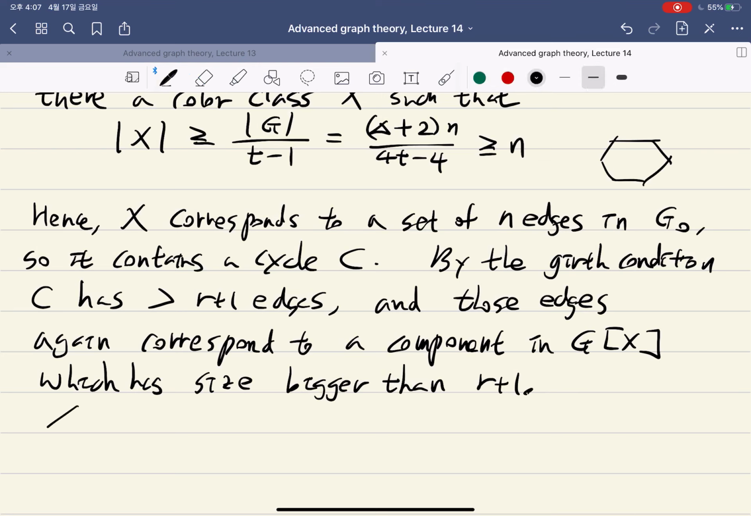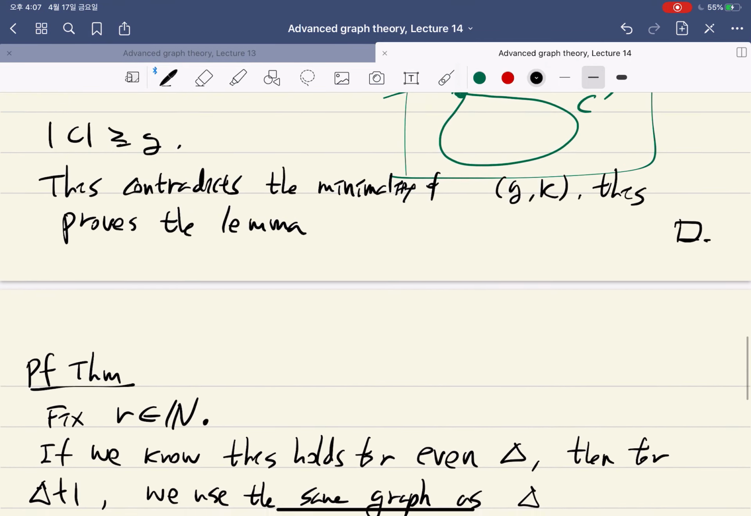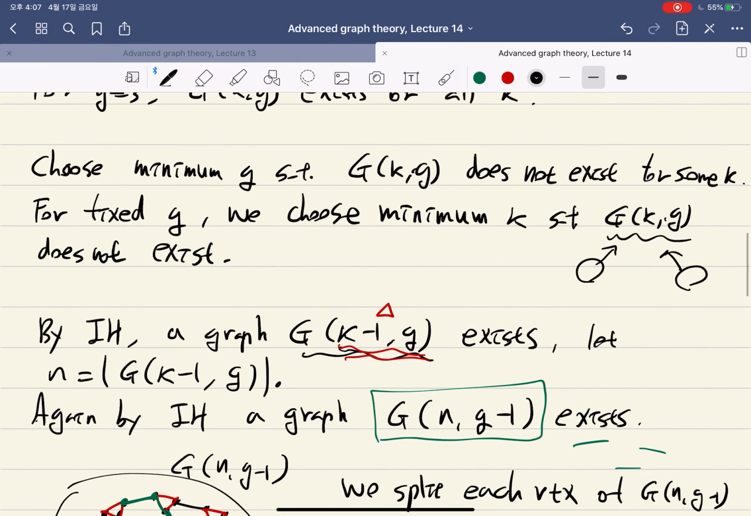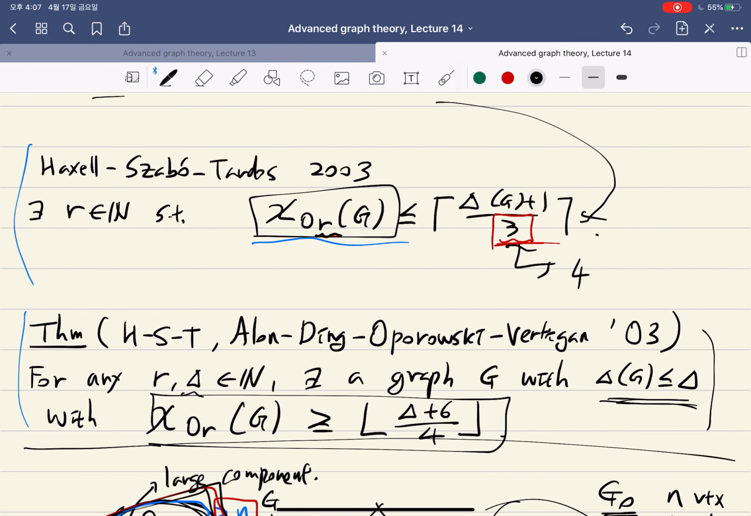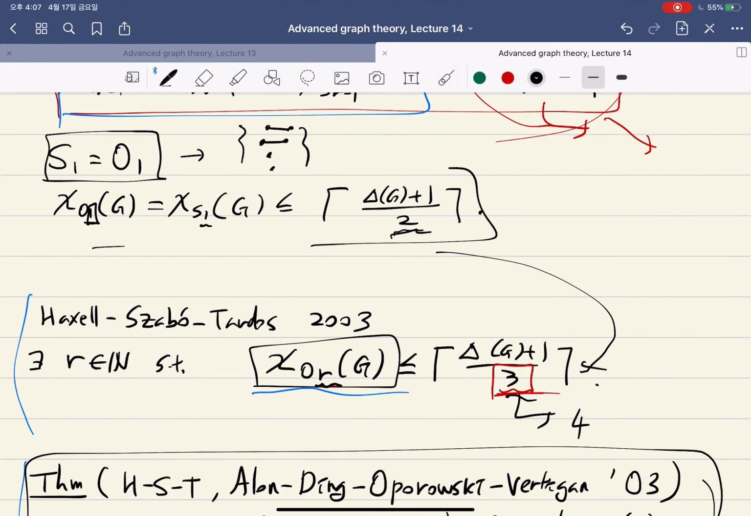So this shows that any T minus 1 coloring is not an O sub r coloring because at least one color class contains a large component. So we get this inequality, and that proves the theorem. So we just proved this lower bound. And this shows that this upper bound is not too bad, in fact.